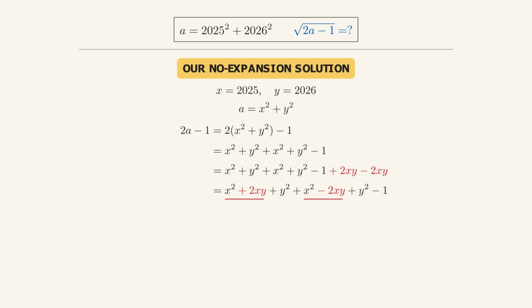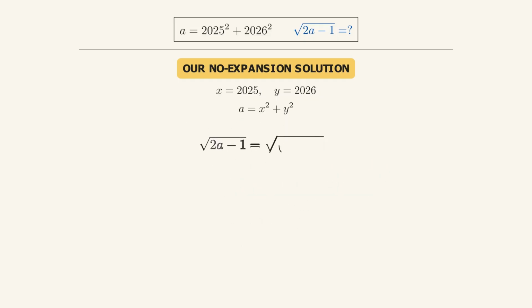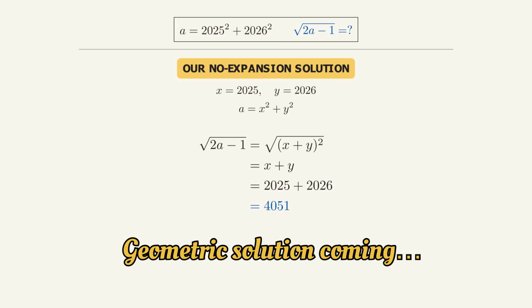That lets us group the terms directly into (x plus y) squared, plus (x minus y) squared, minus 1. Since x and y are consecutive numbers, x minus y is just negative 1. Square that, and you get positive 1, which completely cancels out the minus 1. Without a single line of messy expansion, the whole expression collapses to (x plus y) squared. Take the square root, add 2025 and 2026, and we get 4051.